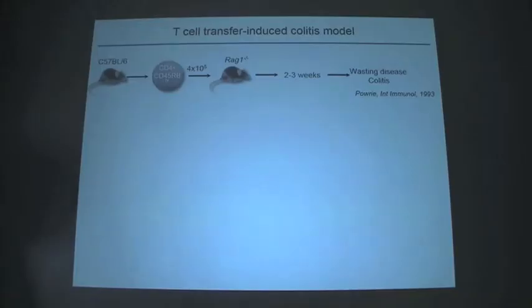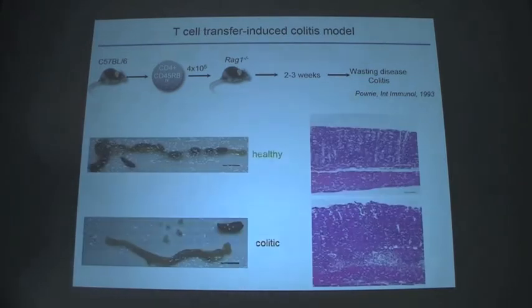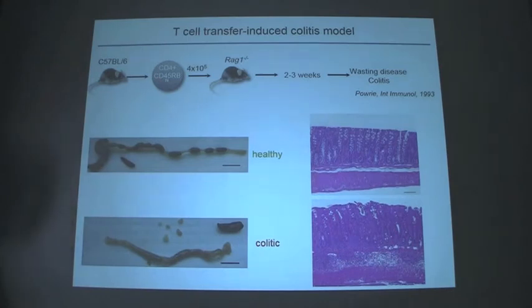Yeah, in the absence of any regulatory T cells, in the absence of immune regulation, and in the course of 2 to 3 weeks, these mice will develop a wasting disease and inflammatory colitis, so inflammation of the gut. And this inflammation can be quite drastic.